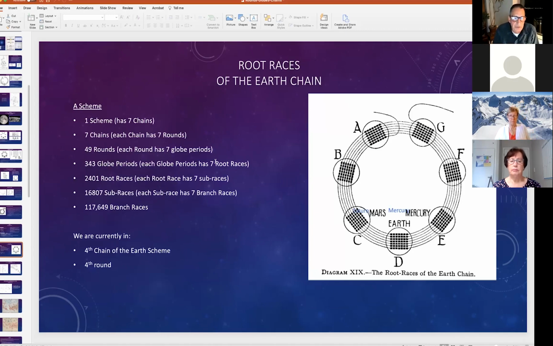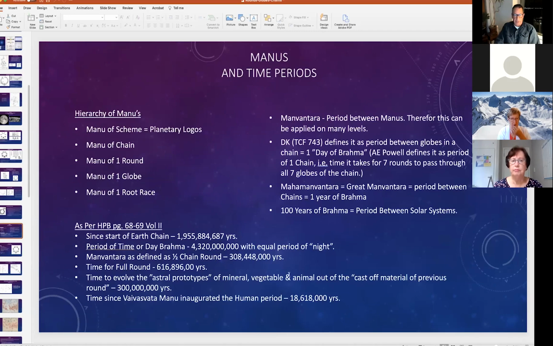So the thing to realize is that in every round, there are seven root races. So we're only going to talk about the fourth round right now. So in the fourth round, there are seven root races. And the first, we are in the fifth. We individualized in Lemuria, or animal men, who came over from the moon chain. And there's different levels, different grades of evolution coming over from the moon chain, right? We've been here 308 million years, roughly.